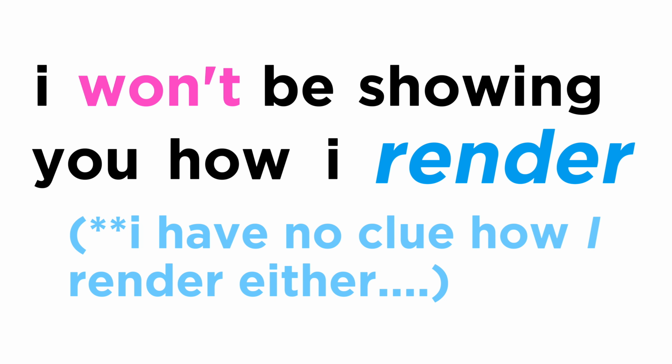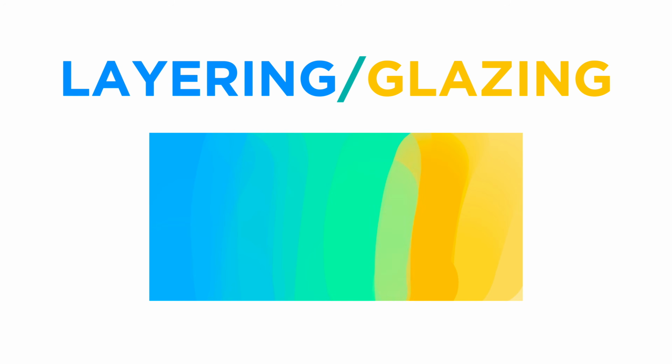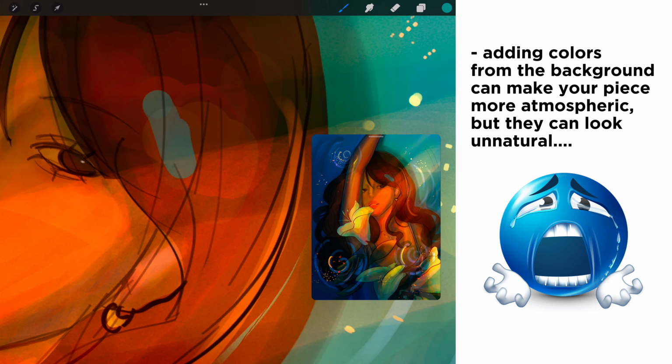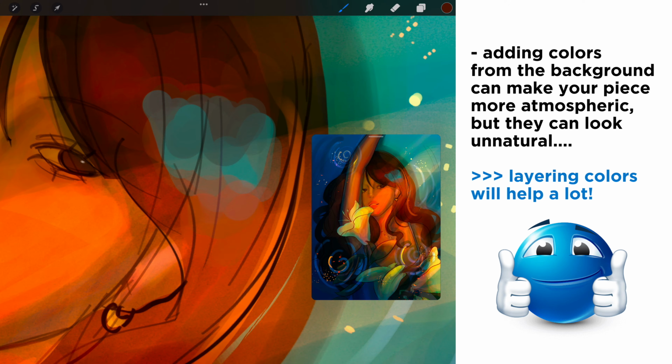I won't be showing you how I render, because I have no clue how I render either. But here's a trick that I use to keep colors cohesive during the process. Glazing, or layering different colors to create new hues. I usually like to add colors from the background into my subject, but sometimes the background's colors on the subject may look very unnatural just sitting by themselves. Layering is a great way to deal with this.